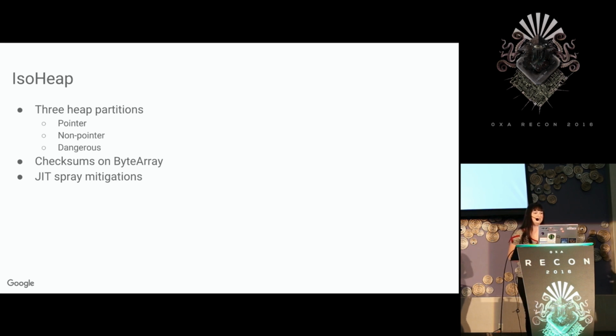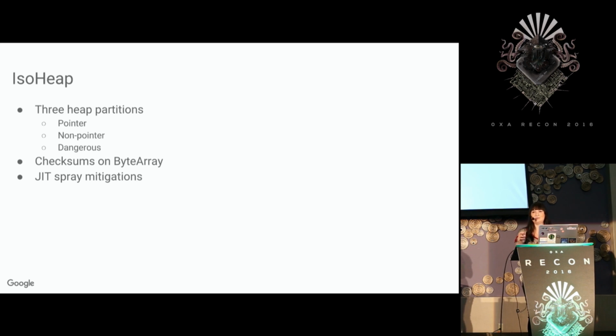The second iteration set was the ISO heap. What this did is it split the heap into 3 partitions: the pointer partition, the non-pointer partition, and the dangerous partition. Pointer was obviously everything with pointers. Non-pointers is data, and dangerous is things that have a history of being exploited. And of course, this isn't quite perfect because there are some objects that contain both pointers and data, and you have to decide where to put them.